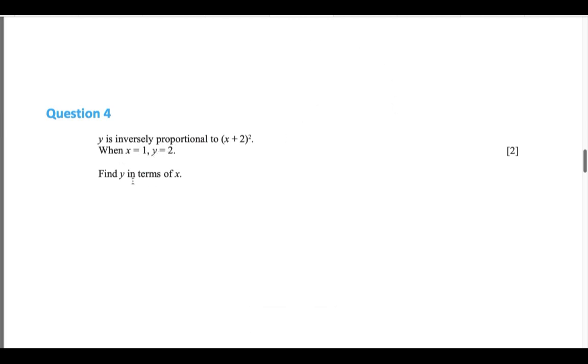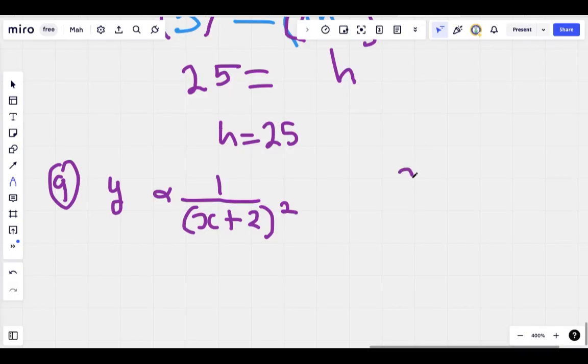So we write this one, find y in terms of x. Okay, this question, they just say find y in terms of x. So you're not going to find y as a value, find y in terms of x. So we say when x is 1, y is 2. So we write this down, x equal to 1, and then y equal to 2.